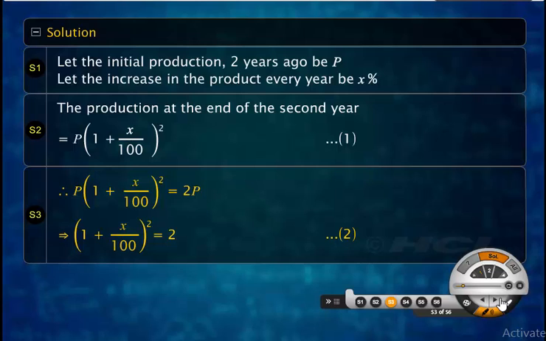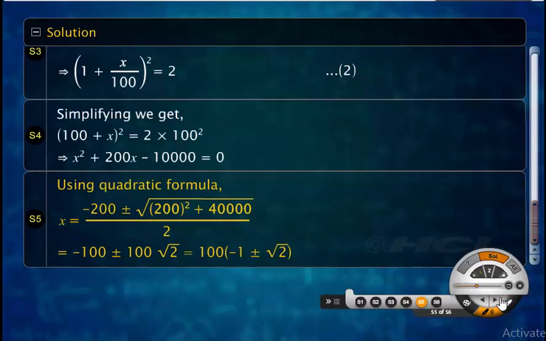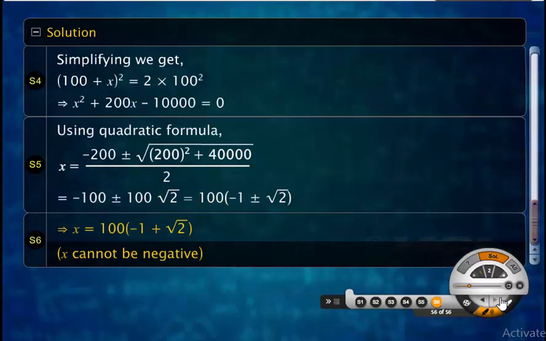As per the given condition, the production has doubled in the last 2 years. Therefore, 1 plus x by 100 whole squared is equal to 2. Let's call this equation 2. On simplifying equation 2, we get a quadratic equation in x. Using quadratic formula, the roots of the equation are calculated. As the initial output cannot be negative, we ignore the negative root of the equation.